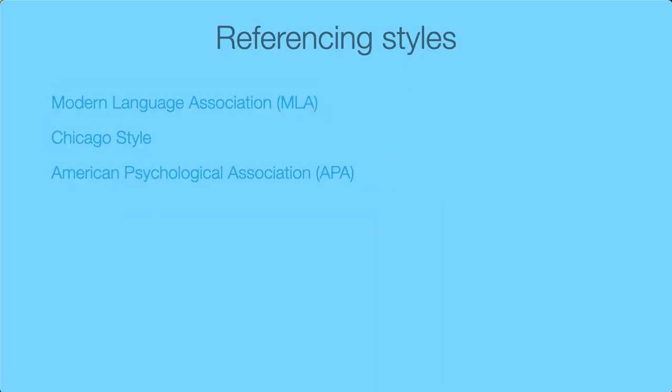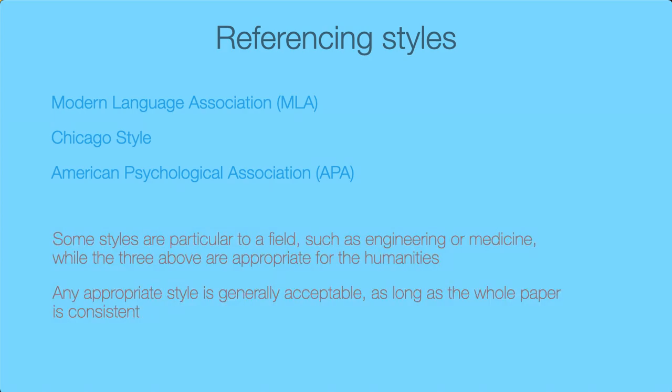Referencing styles. So there are 3 main styles for the humanities: the Modern Language Association, MLA, Chicago Style, or the American Psychological Association, APA. There are many other styles, of course, but most of these are particular to the fields. There's engineering styles, medicine styles, legal styles, but the above three are good for the humanities. Really, any style is good, as long as you are consistent throughout your paper to avoid confusion.